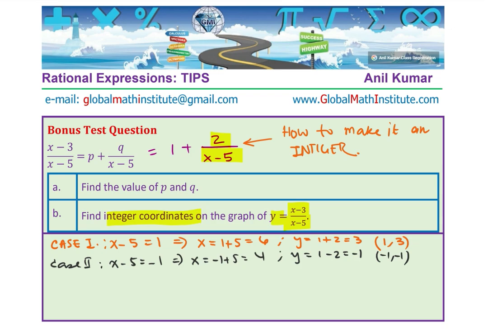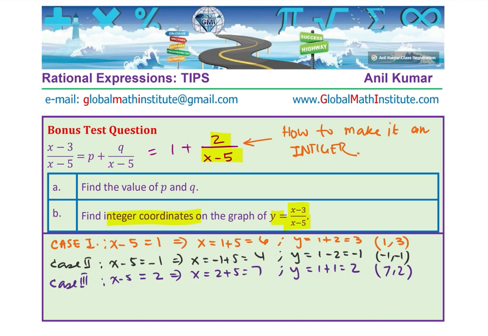What else? Well, x minus 5 could be plus or minus 2 also, right? So we have case 3, which is x minus 5 equals 2. And that gives you the value of x as 2 plus 5, which is 7, and y equals 1 plus 1, right, which is 2. So the integer value for the coordinates is 7, 2, right?